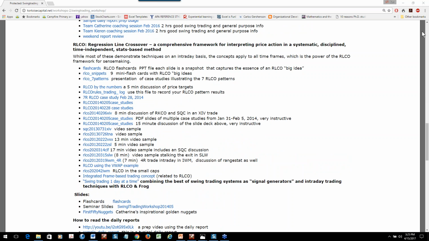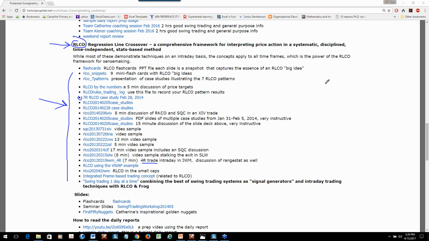This next section is all about the regression line crossover, and these are different patterns that include how to frame them, how to manage them, how to exit them, how to work your way through some small typical wins, and then how to manage some larger wins. Like here's one for 7R. Here was a 4R win. This gives you an idea of how the RLCO pattern works trade by trade.